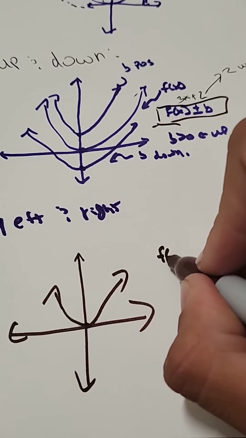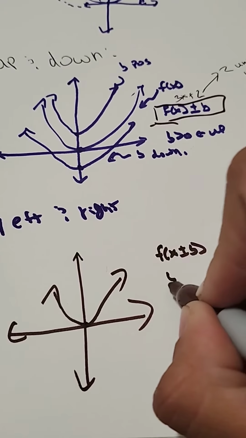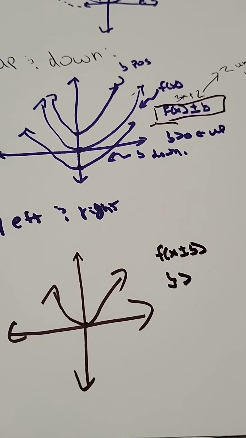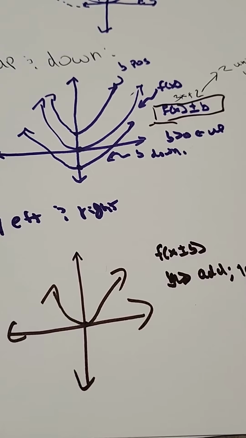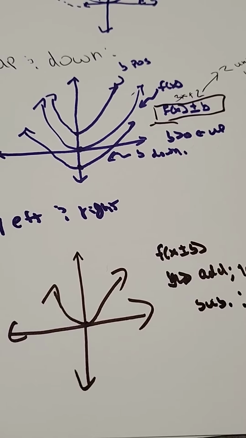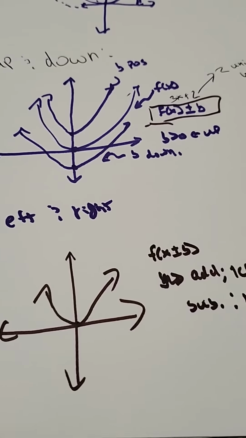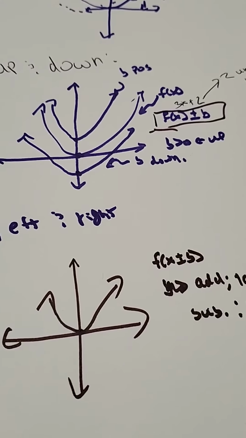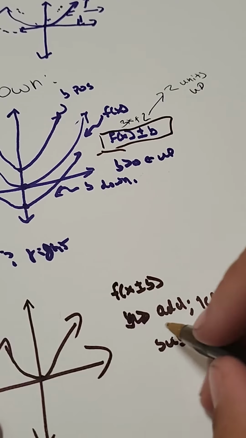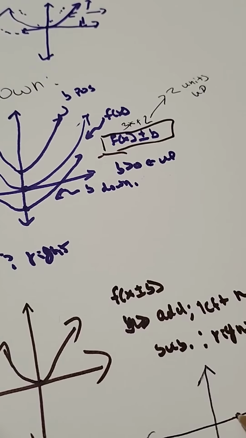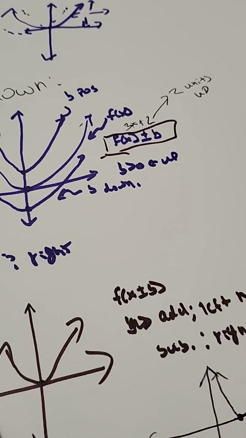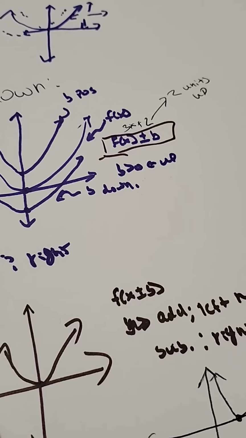So if b is positive, if we're adding, it gives us left movement. And if we have subtraction, we have right movement. Okay, you guys are thinking, Swiss, that doesn't make sense. Well, you guys can always plot in points to prove the point, but it's counterintuitive in this case. I get your guys' skepticism.